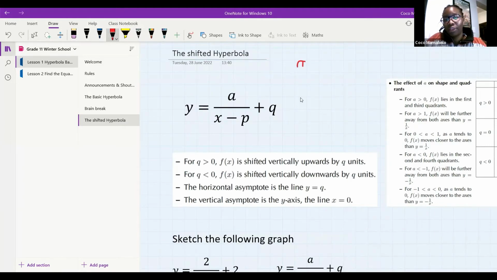First thing we learned about was the quadrants. Look at the quadrants. Number 2, we looked at our asymptotes. And number 3, we looked at our intercepts.